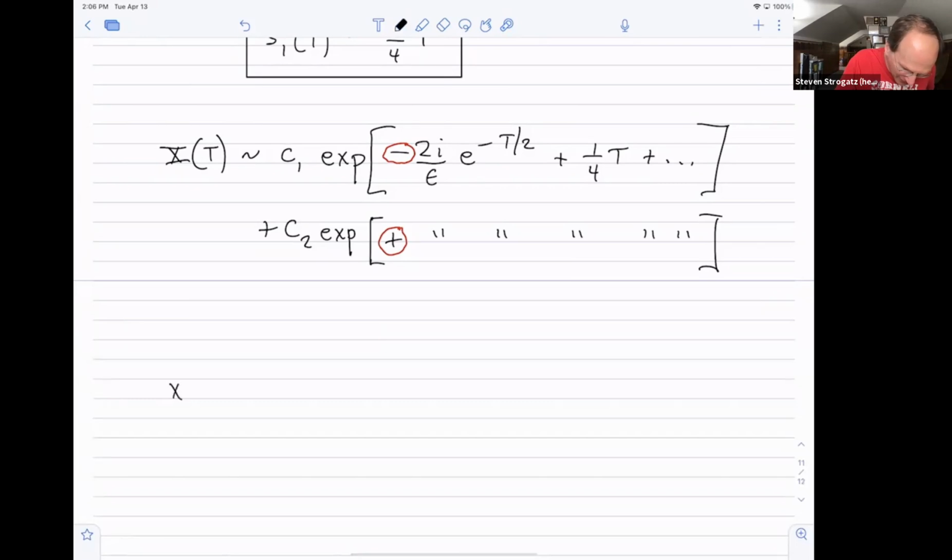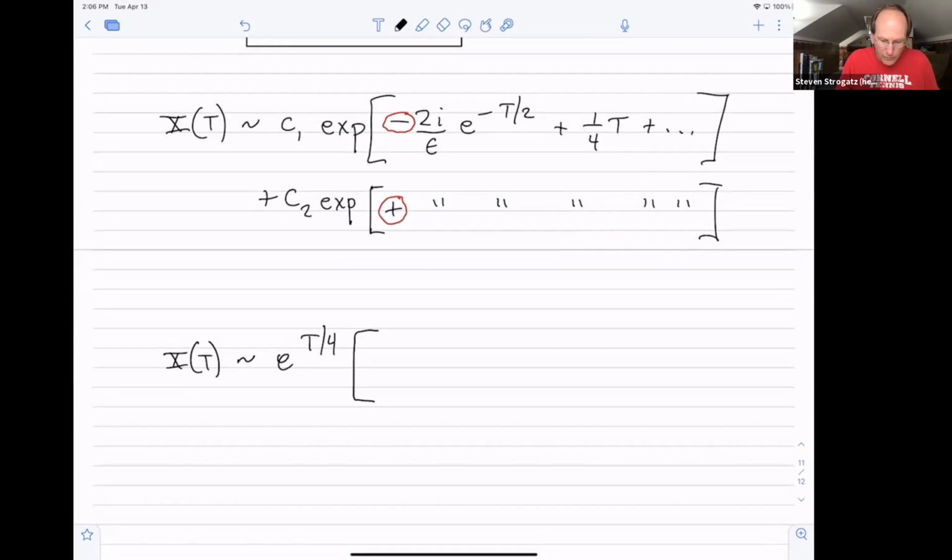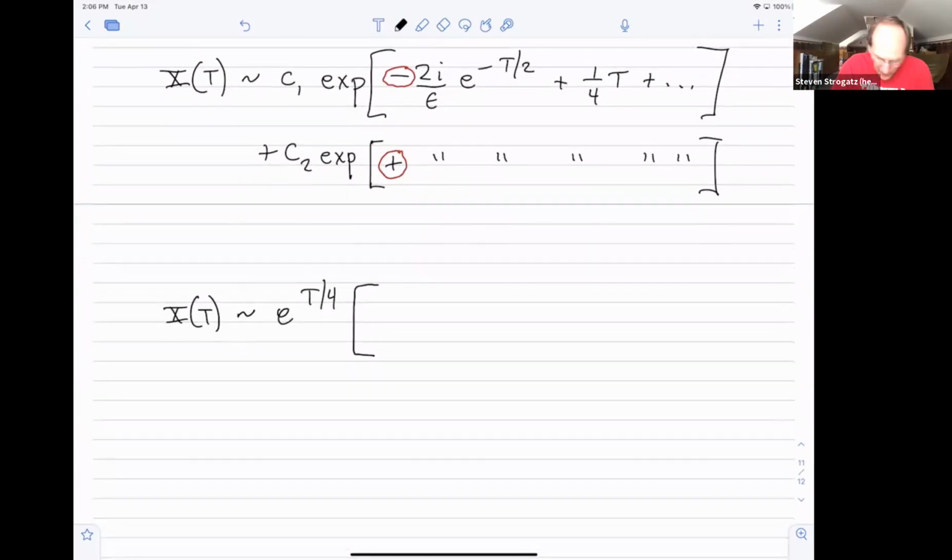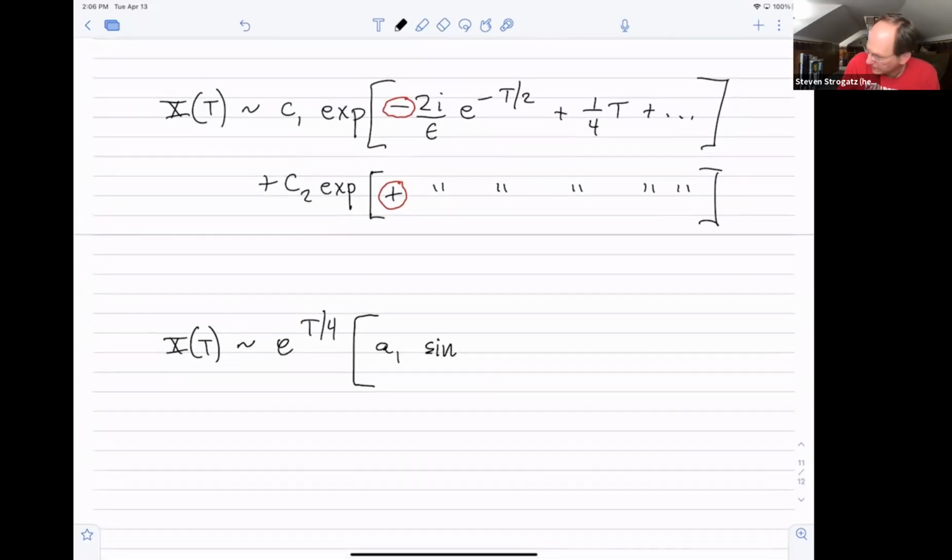That x of t, according to this, is asymptotic to e to the t over 4 times, rather than use C1 and C2, which are going to have to be complex coefficients to give me a real solution for x. After all, this is a real vibration, so x is real. I can write it in terms of other constants in front of sines and cosines, like, let's call it A1 sine of this interesting time-dependent thing.